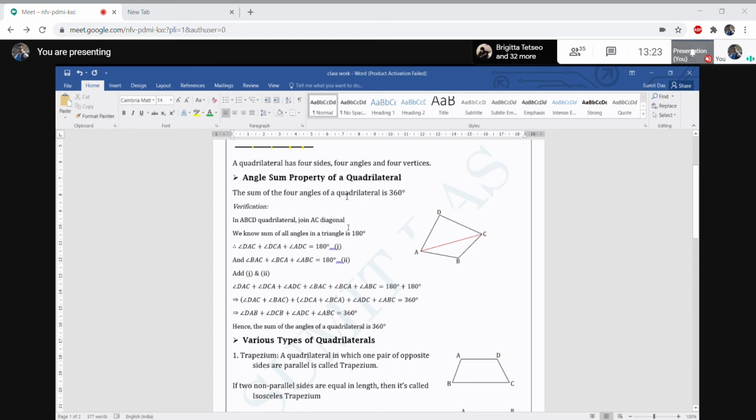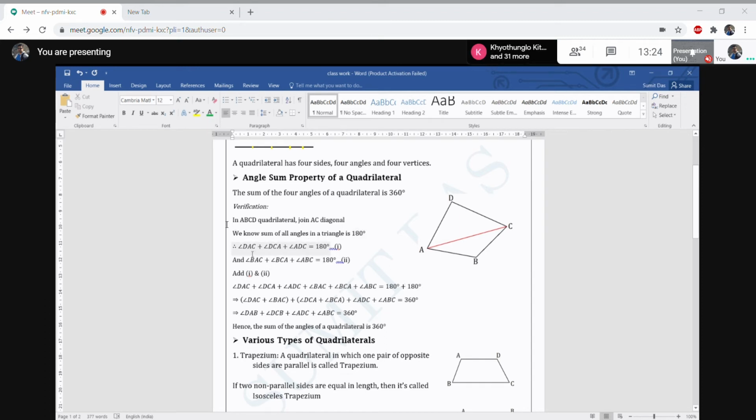So for proof or verification, this is a very minor proof, with very little chance of coming in the exam, so I'm just giving you a rough idea. In this ABCD quadrilateral, we are joining the AC diagonal. When we join the AC diagonal, look, two triangles form. One triangle is ABC, another triangle is ADC, right? And we know in a triangle the sum of all angles is 180 degrees.